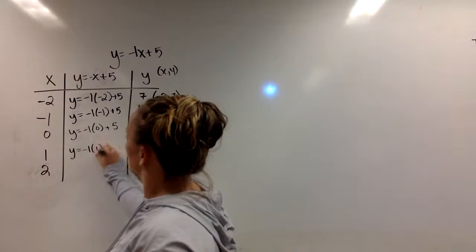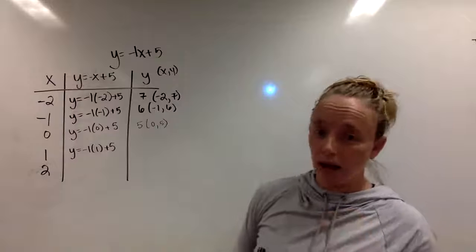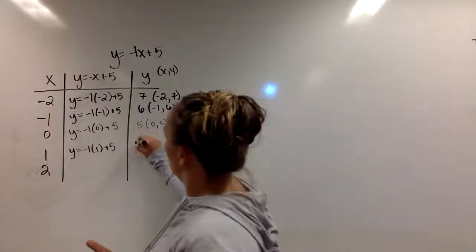I'm going to put 1 in there now. -1 times a positive 1 plus 5. A negative times a positive is a negative. -1 times 1 is -1, plus 5 is 4.